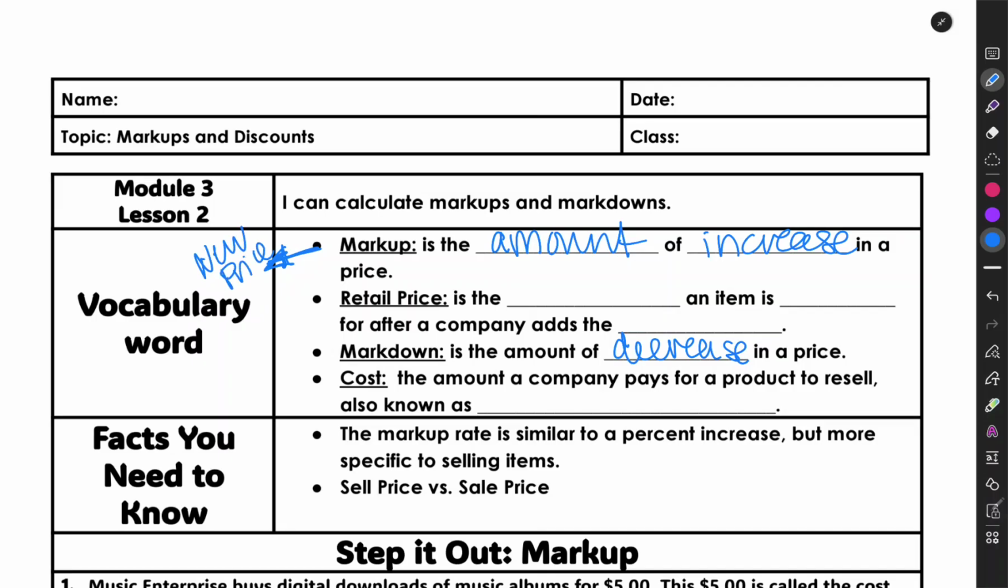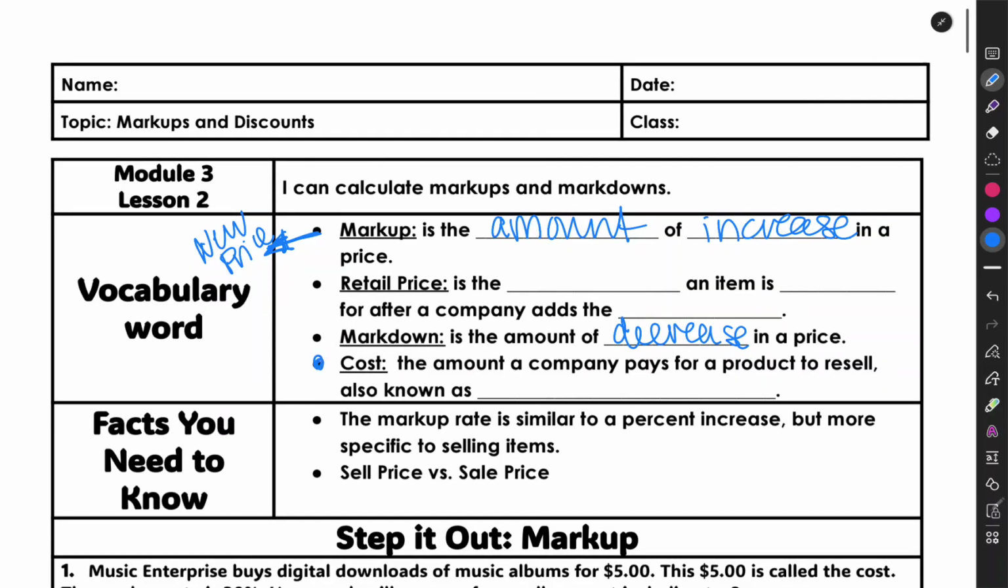So when you own a business, what you do is you buy a product, and the amount that you pay as the business owner is called the cost right here, which is the original amount. Sometimes you may hear it known as wholesale. And then to turn around and sell it, you have to mark up the price. And that marked up price is called the retail price.